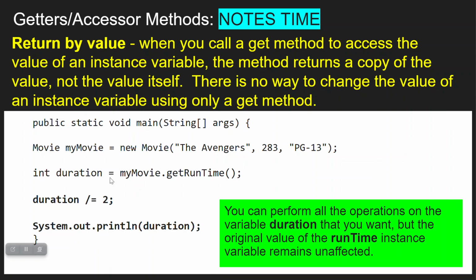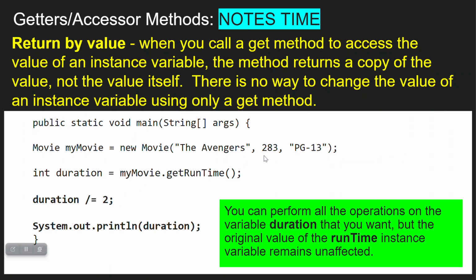So for instance, I can use the get method to get the runtime and store that in the variable duration, and then I can divide the duration in half. I can do all kinds of things with duration and all that. But it's not the original value.